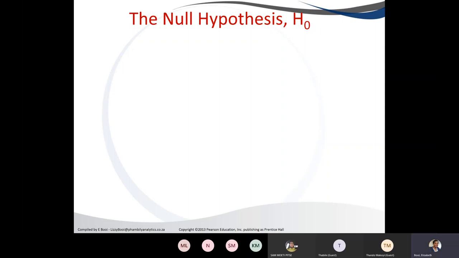The null hypothesis is what the researcher wants to prove. But sometimes the researcher might want to prove something that we cannot put in the null hypothesis, but we have to put it in the alternative. And there are things that make you do that.